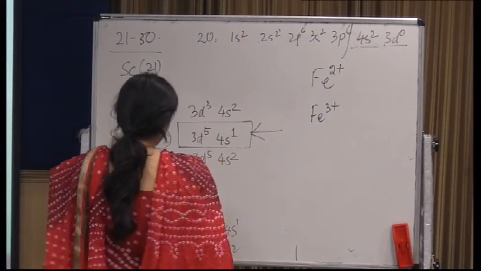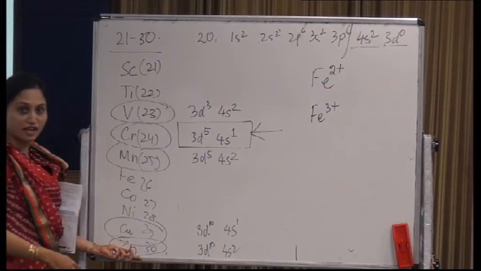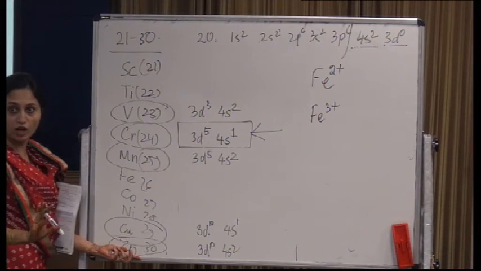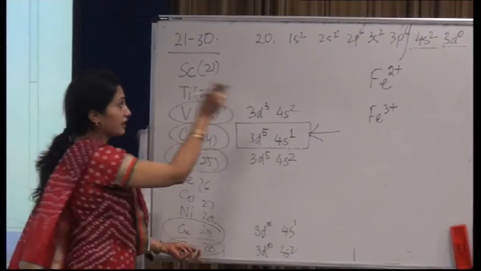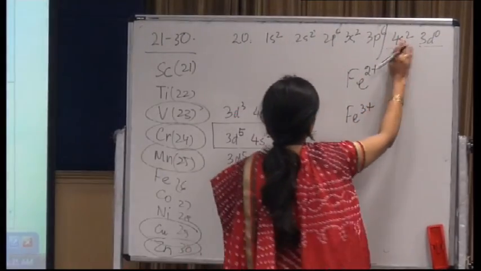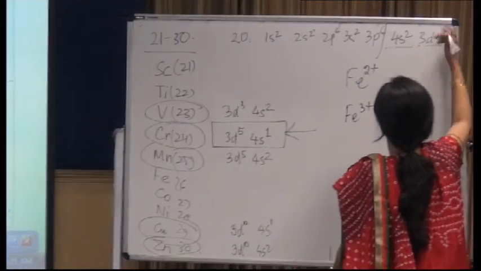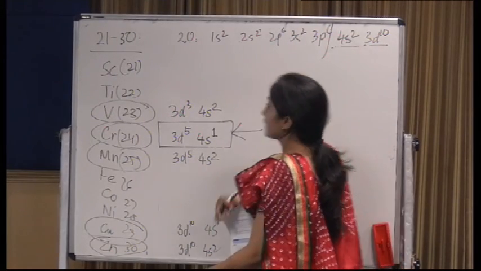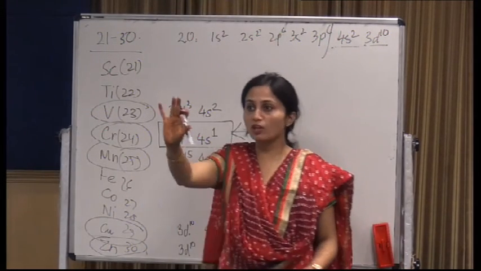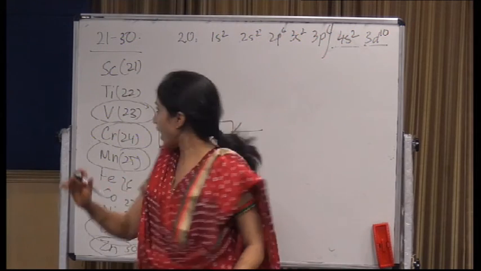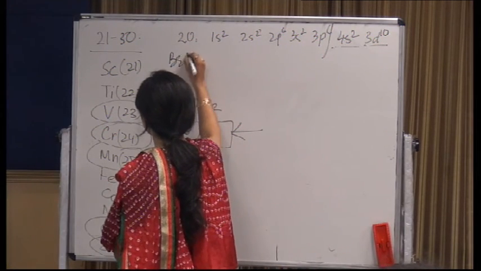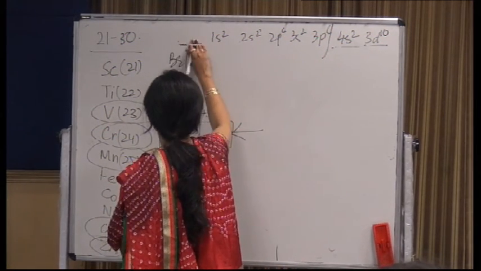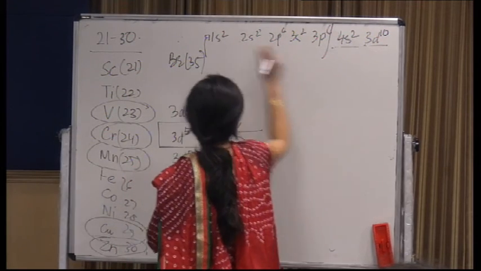Arey baba, till 30 you had done. Till 30 all of you had done. What was 30? I'll just put it down here: 4s2 and directly 3d10. So 30 have been taken care of till here, right? Now how many more electrons? 5. I am saying that bromine's atomic number is 35. So for 35, 30 have been taken care of.